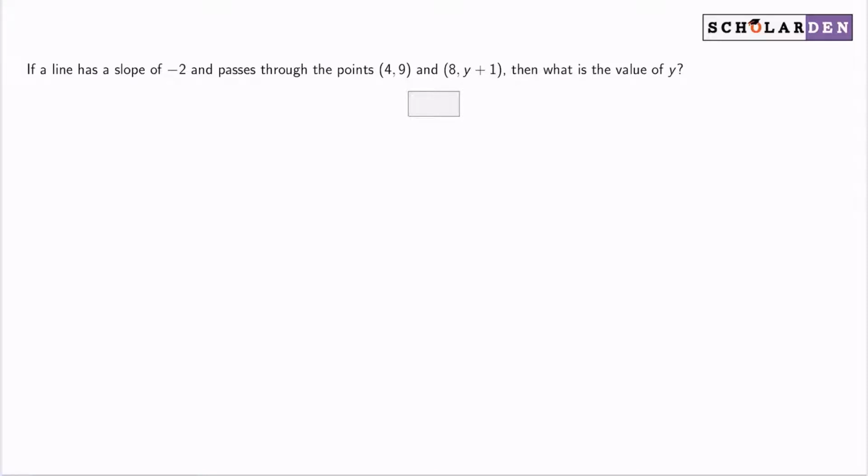If a line has a slope of -2 and passes through the points (4, 9) and (8, y + 1), then what is the value of y? All right, everybody, the answer to this question is 0.